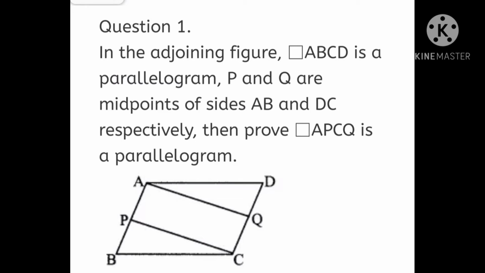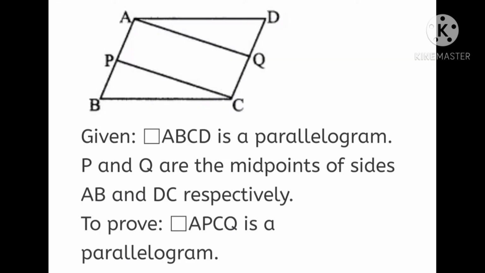Okay, so the first property we proved is that AP is parallel to CQ, and second we proved that AP is congruent to CQ. So opposite sides of this quadrilateral APCQ are parallel and congruent. So therefore quadrilateral APCQ is a parallelogram, as the opposite sides are parallel and congruent. Okay, so let's start the solution. In this question given is quadrilateral ABCD is a parallelogram. P and Q are the midpoints of side AB and DC respectively. Then you have to prove that quadrilateral APCQ is a parallelogram.